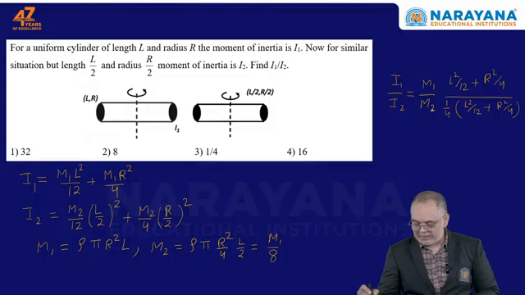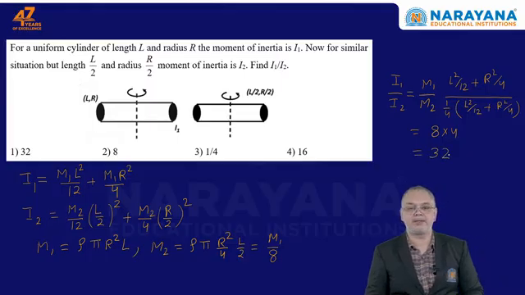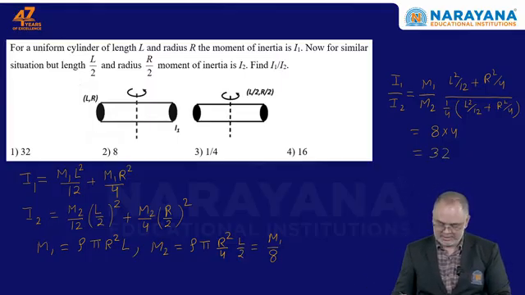So m1 by m2 we can write here. So that is 8 and 1 by 4. So this will come out what? 8 into 4 is equal to 32. So this is the ratio of the two moments of inertia. So that is the answer of this problem.